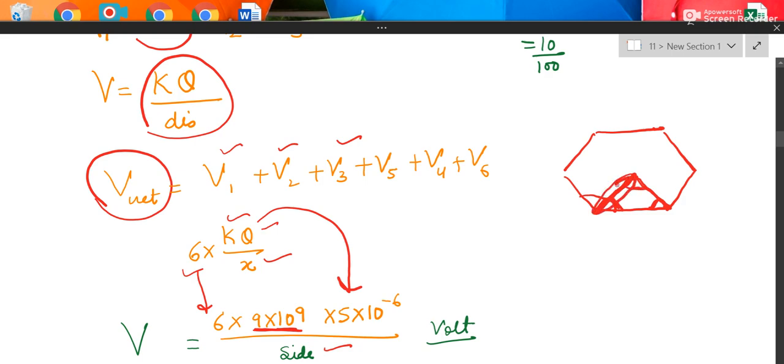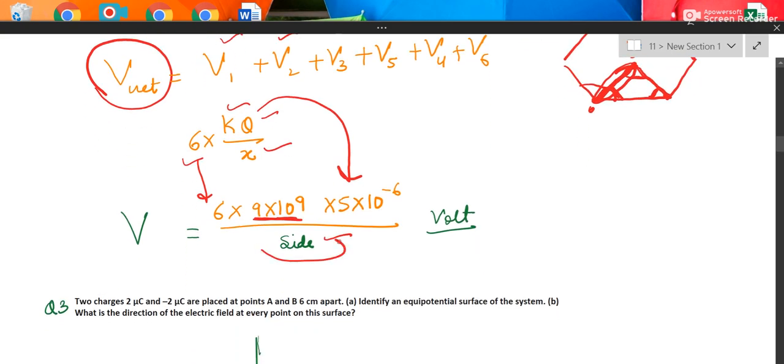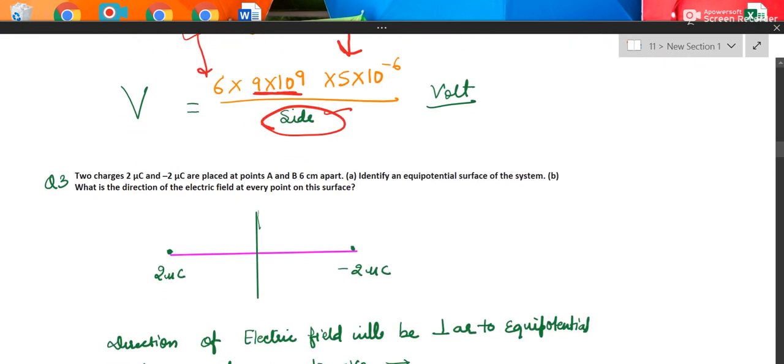So the distance from the center to this vertex is equal to the side. The side is already given. So please substitute and calculate the net potential.